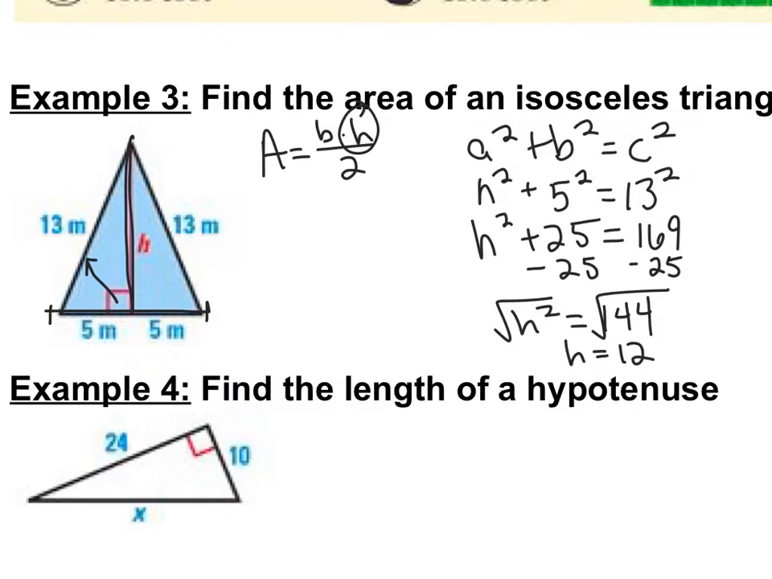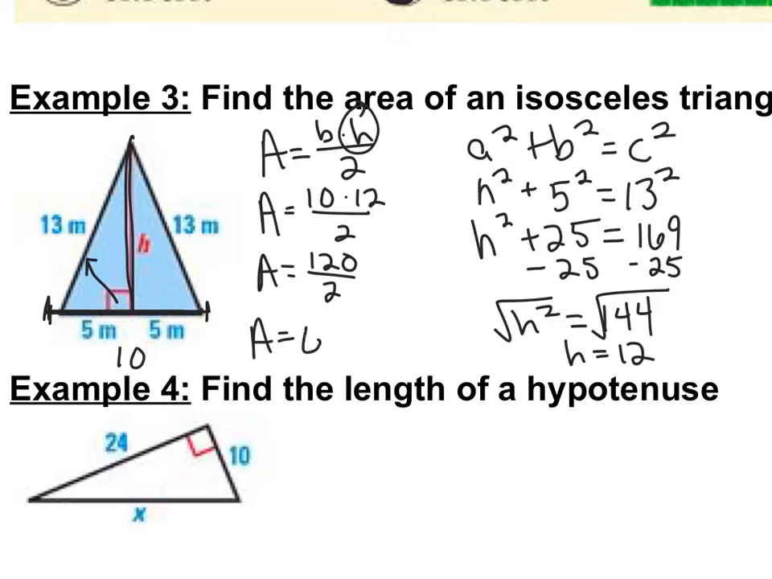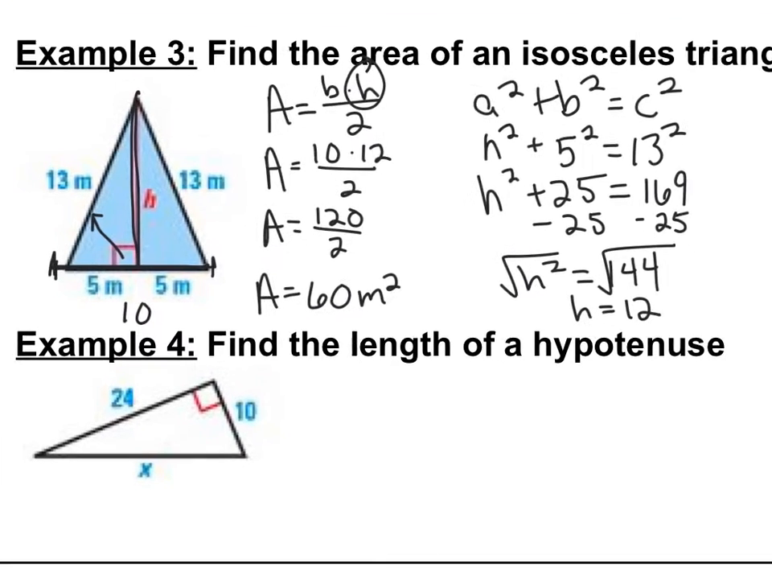So now we can find the area of this triangle. Biggest thing you'll get tripped up on here is making sure that you understand the base is actually 10. So this is going to be 10 times 12 divided by 2. So area is 120 divided by 2. So the area of this triangle is 60 meters squared. Okay, so again, they're throwing the Pythagorean theorem in to help you figure out the area of that triangle.